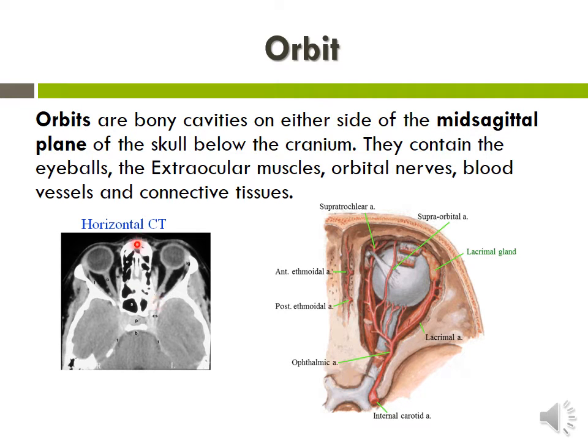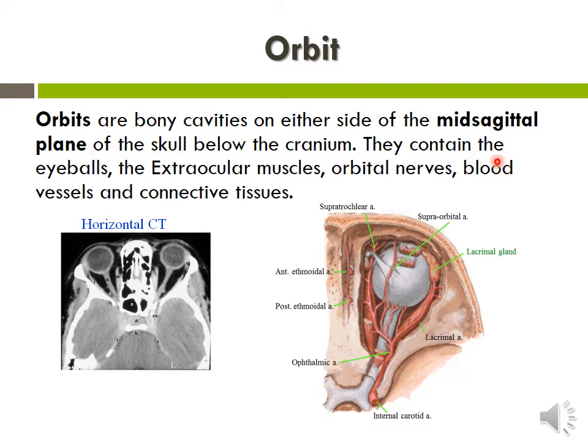So this is a mid-sagittal plane. Our orbit is on either side of this plane. So this is one orbit here and this is another orbit here. You can see the eyeball sitting here. This is the optic nerve and eyeball. So on either side of the mid-sagittal plane of the skull below the cranium. Okay, so the cranium is on the top, within which the brain is situated.